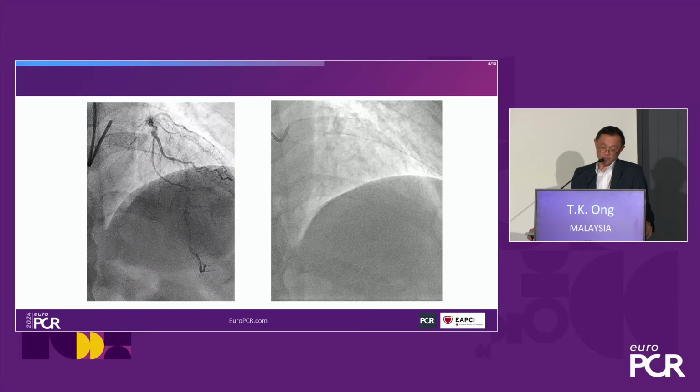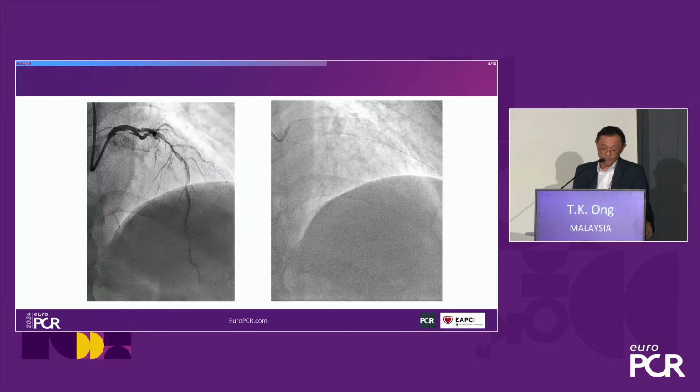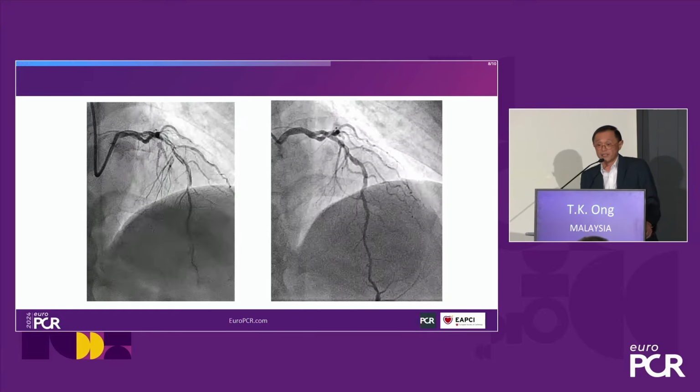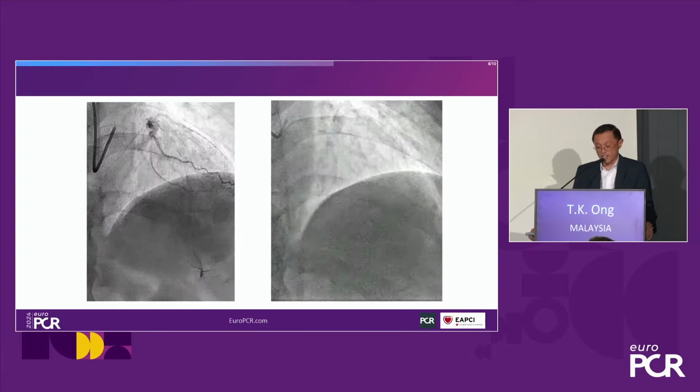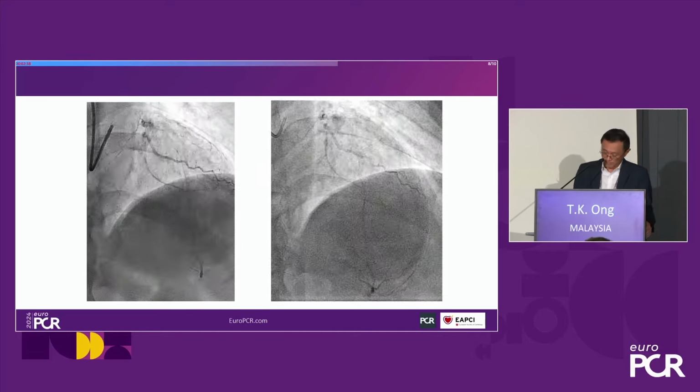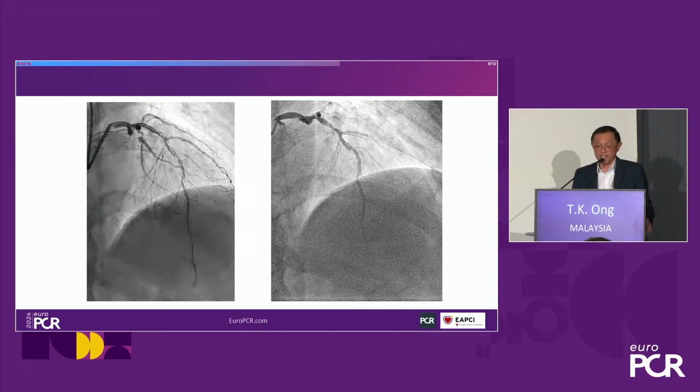Well, this lesion we thought was type B, treated with DCB. And this is the angiographic result 2 months later. And you can see that dissections have healed and there's luminal gain, right? In the whole LAD that was treated. Again, the flow is the important part.